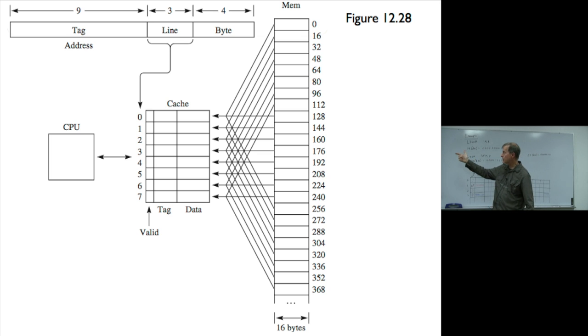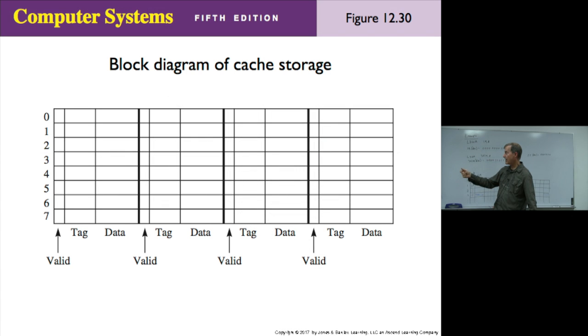12.28. Now, what does each entry have in figure 12.28? What does each entry in the cache have? A valid, a tag, and a data. So now what are we going to do here in figure 12.30? There is a valid tag data, and yet another valid tag data, and yet another valid tag data, and yet another valid tag data. So each one of these is like an individual entry. Are you with me? Is everybody clear on how this works?